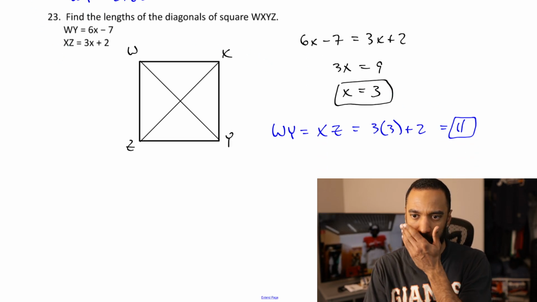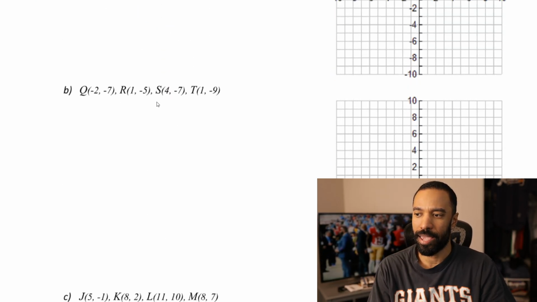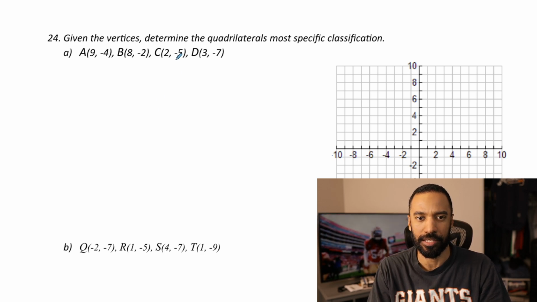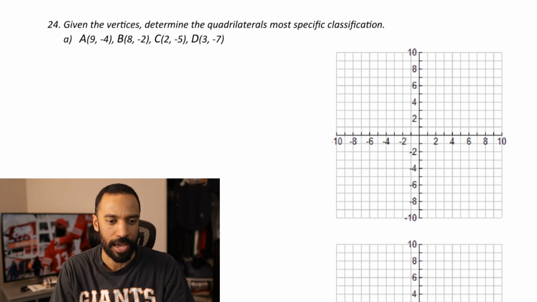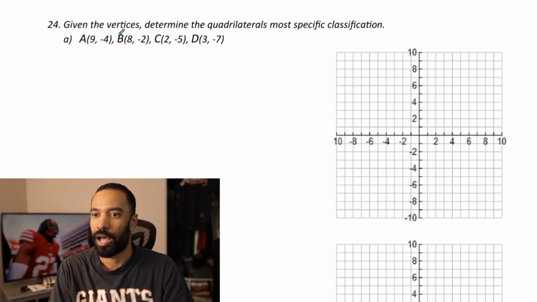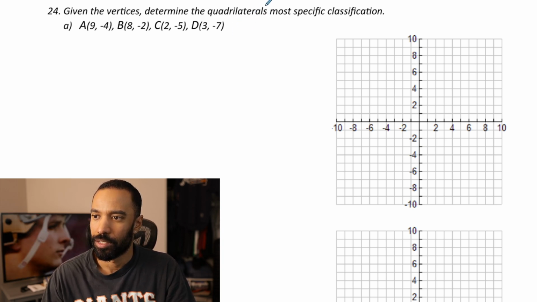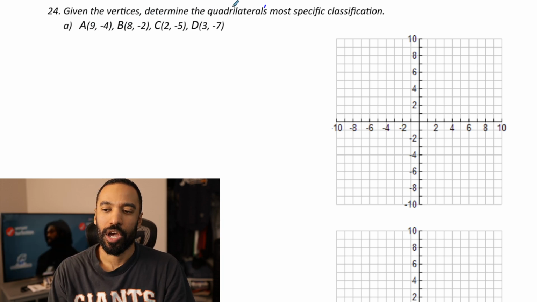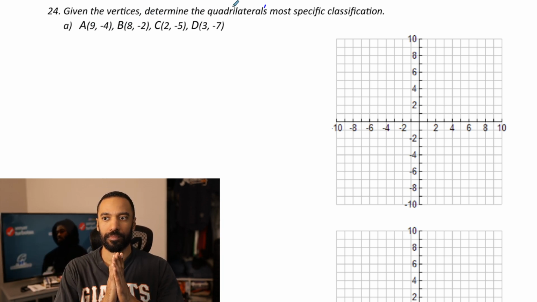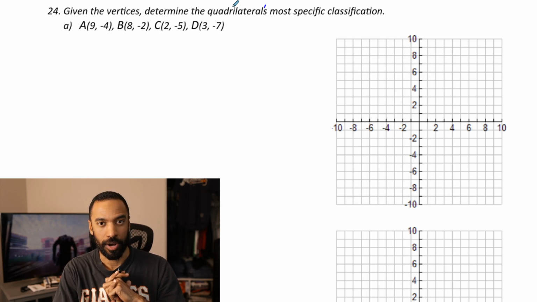All right, end of that page. Number 24. Now, I inserted this graph stuff late in the game. I kind of want to use them, and then at the same time, I want to see what to do without them. Maybe. Given the vertices, determine the quadrilateral's most specific classification. So they only tell you it's a quadrilateral. They don't tell you whether it's even a parallelogram or not.